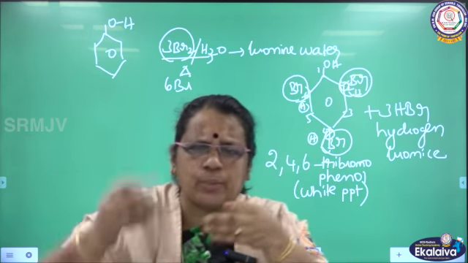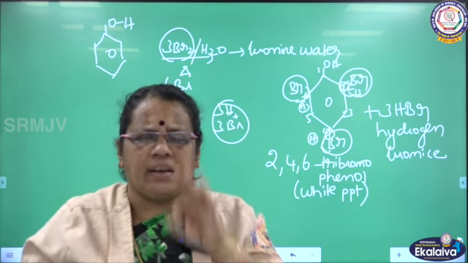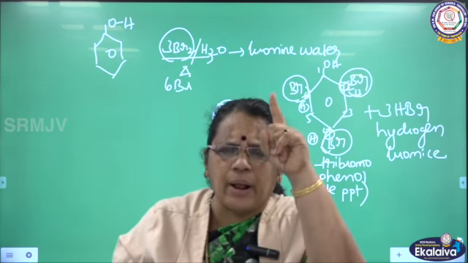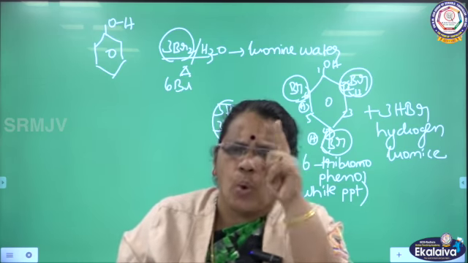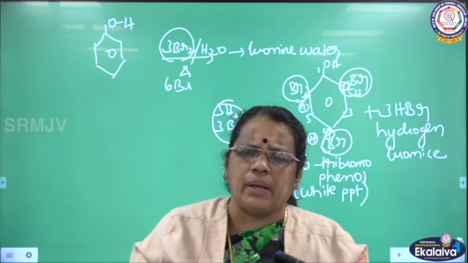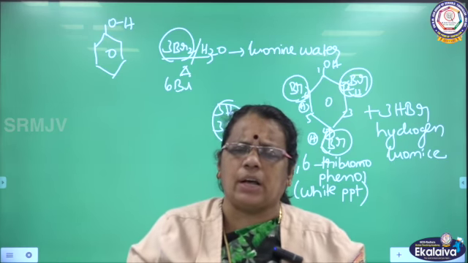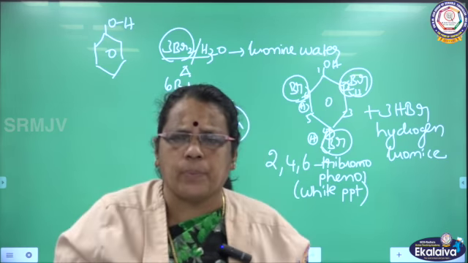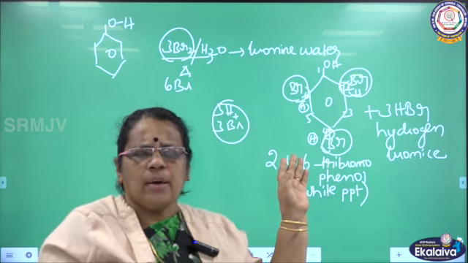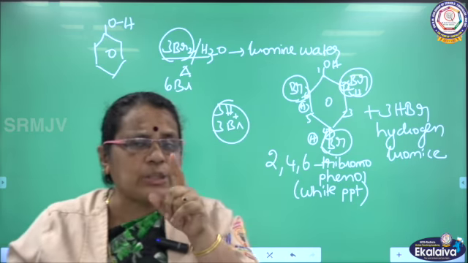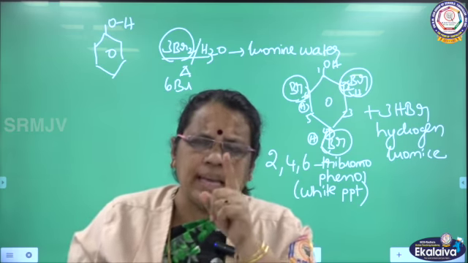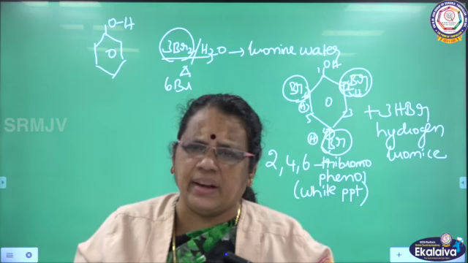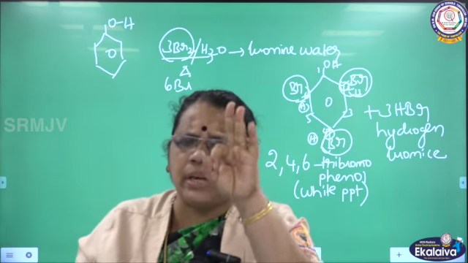How many hydrogens have to be removed from the benzene ring? Three hydrogens: one from the second carbon, one from the fourth carbon, and one from the sixth carbon. So three hydrogen atoms are removed. See the reactant there, bromine water, there are 6 bromine atoms. 3 bromine atoms are substituted in the benzene ring, 3 more bromine atoms are remaining.